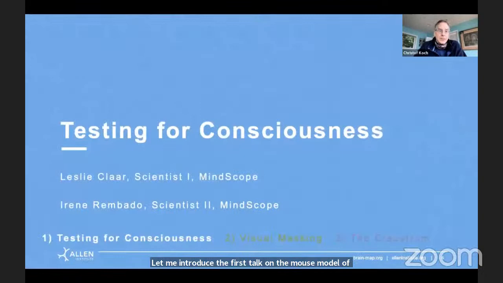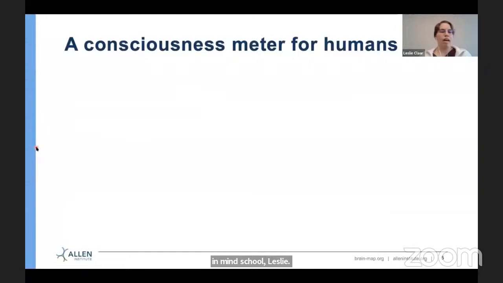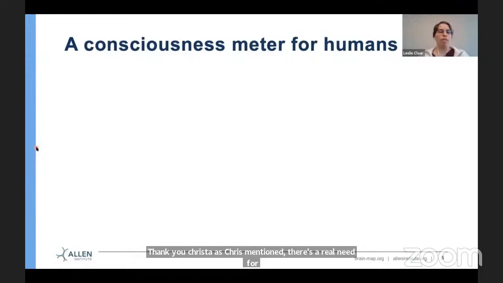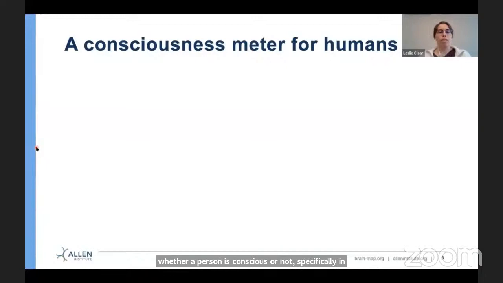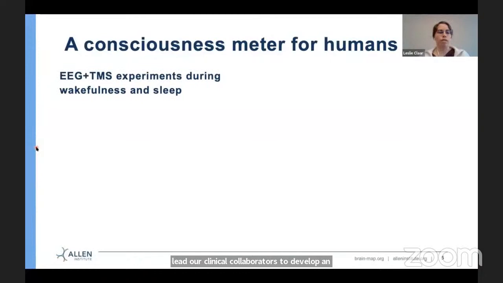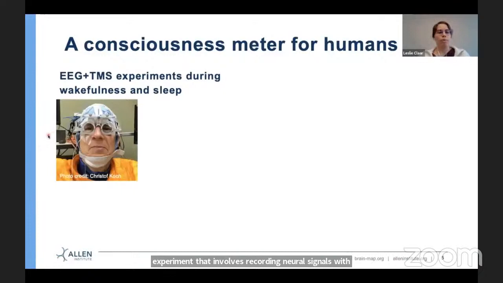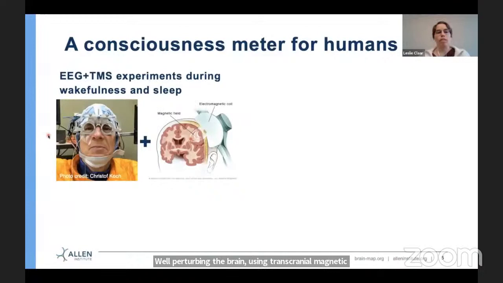Thank you, Christoph. As Christoph mentioned, there's a real need for a reliable, objective method to determine whether a person is conscious or not, specifically in a clinical setting, when patients are unable to tell you or to signal. That led our clinical collaborators to develop an experiment that involves recording neural signals with a high density EEG cap, like the one shown here, while perturbing the brain using transcranial magnetic stimulation, or TMS. A TMS device is roughly the size of a ping pong paddle and activates neurons in the cortex non-invasively using magnetic stimulation.